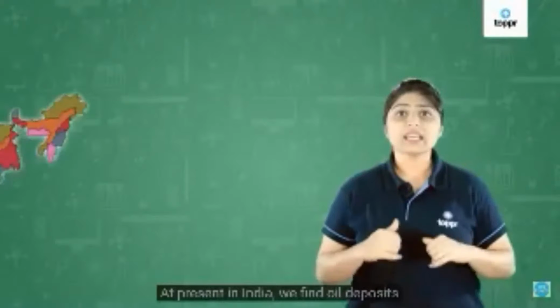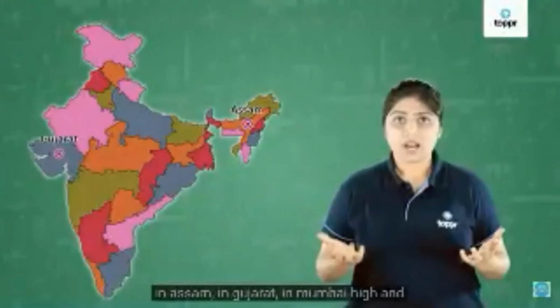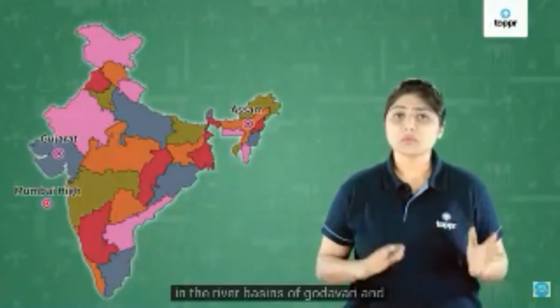At present, in India, we find oil deposits in Assam, in Gujarat, in Mumbai High, and in the river basins of Godavari and Krishna.